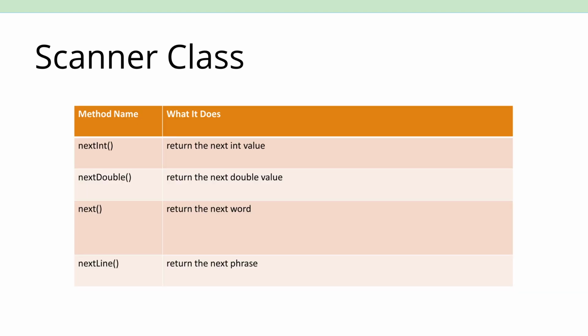Now, also in the documentation is method names as well as what it does. So we have 4 methods that we want to know. nextInt, nextDouble, next, and nextLine, and here is what it does. It returns the next int value. We know what ints are. Returns the next double value. We know what doubles are. Return the next word. What's a word? And return the next phrase.